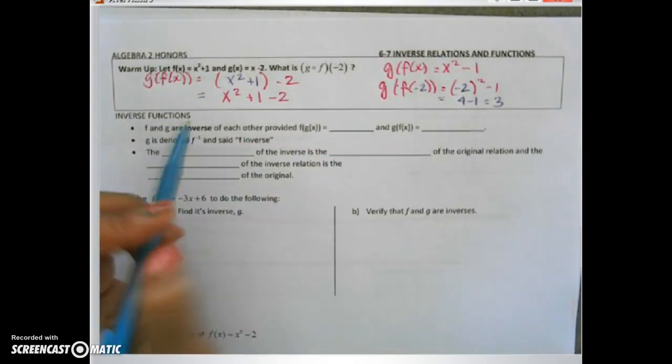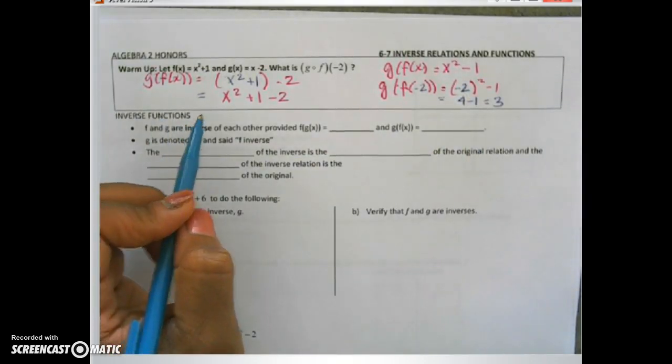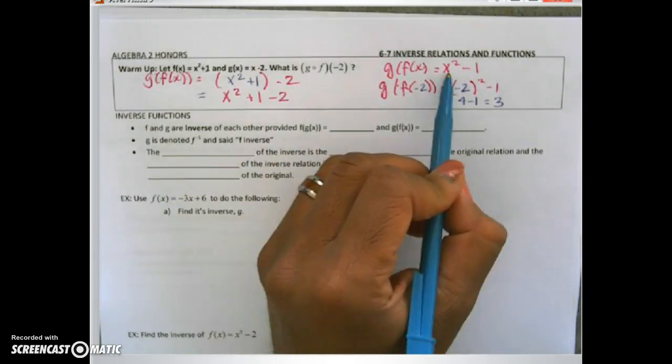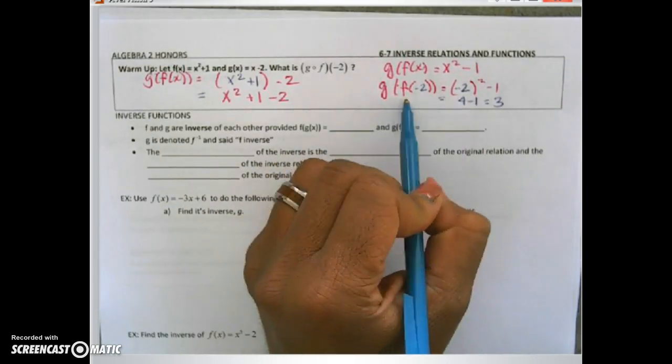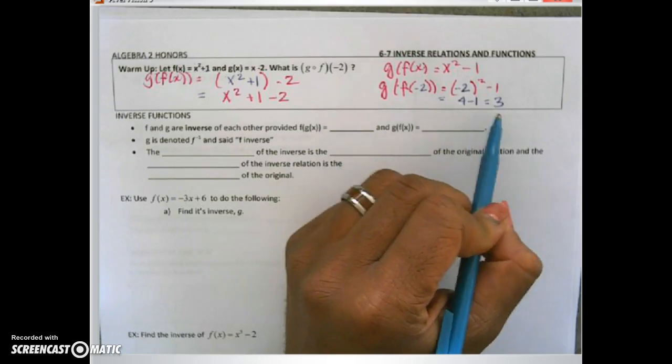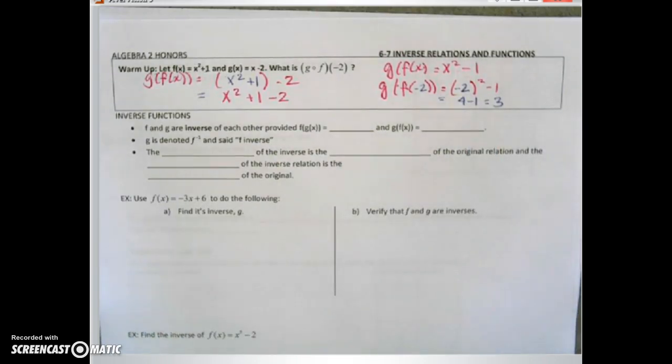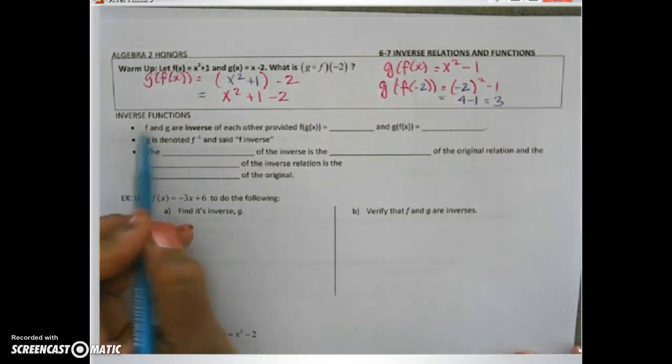If you take a moment right now, press pause and check your warm-up solutions. For g of f of x, I got x squared minus 1. For g of f of negative 2, I got 3. So you can check yours with mine and then make any corrections that you might need to do. For now, we're going to go through our inverse functions information here.